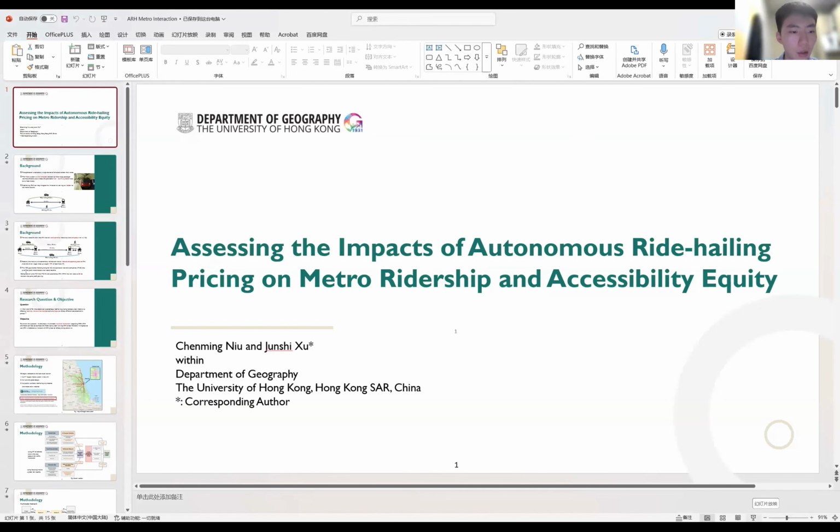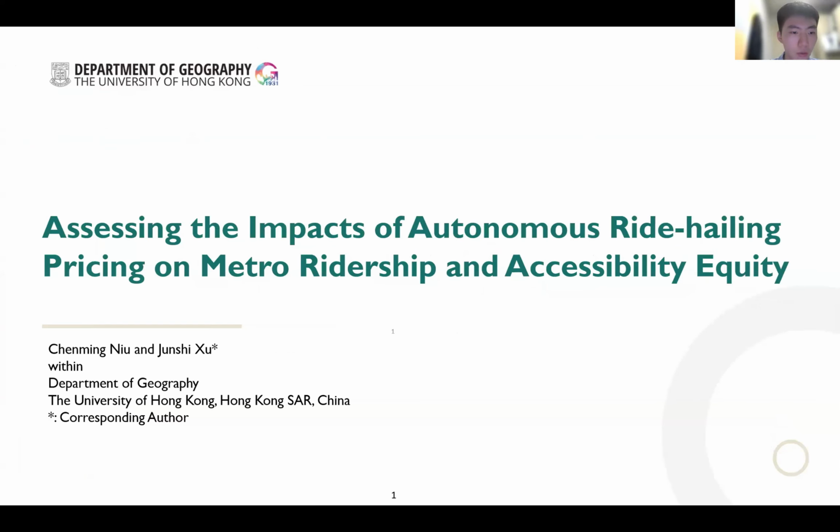Okay. Hello everyone. My name is Chen Ming Yu, now a PhD student within the Department of Geography at the University of Hong Kong, under the supervision of Professor Jun Xu. I'm here to share our latest work. Its topic is assessing the impacts of autonomous ride-hailing pricing on the metro ridership and accessibility equity.